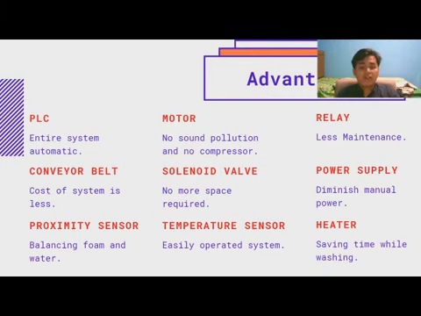Next one is the power supply. Advantage, of course, it will diminish manual power. Next one is the proximity sensor. The advantage is proper exploitation of foam and water. And then there is temperature sensor. The advantage is easily operated system, and the last one is heater. The advantage is consumption of time is less in washing.